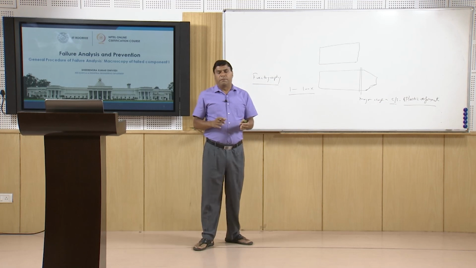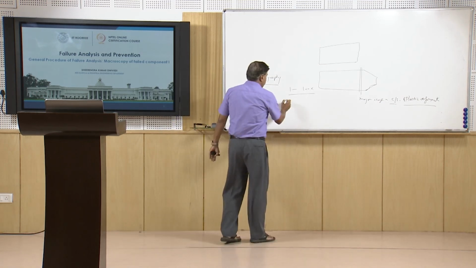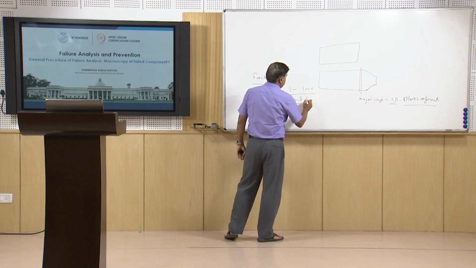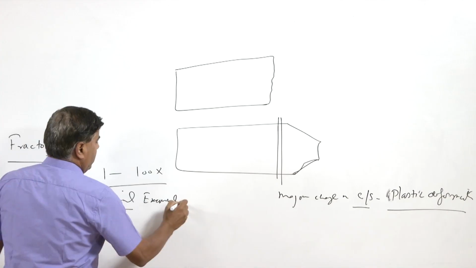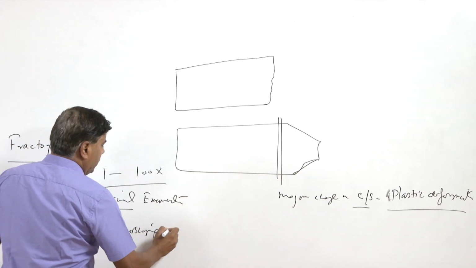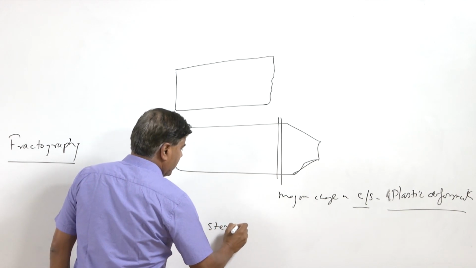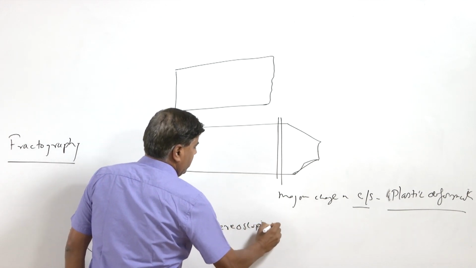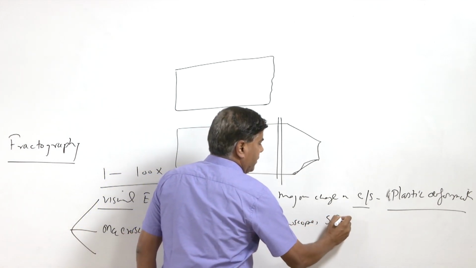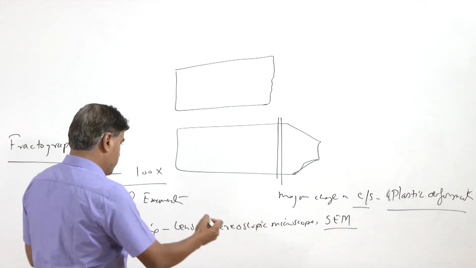So, for doing the fractography there are systematic approaches. Primarily we can put it in 3 categories. Visual examination is one. The macroscopy is the second, which uses the lenses, or stereoscopic microscope, or scanning electron microscope. All these are used at low magnification, like 1 to 100.